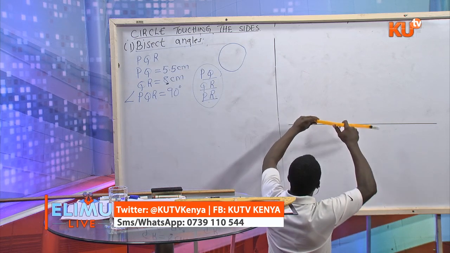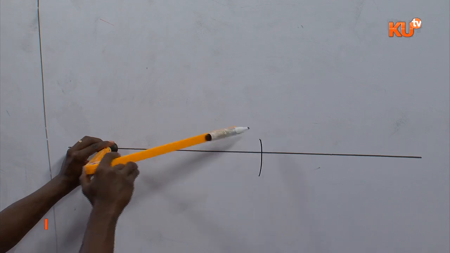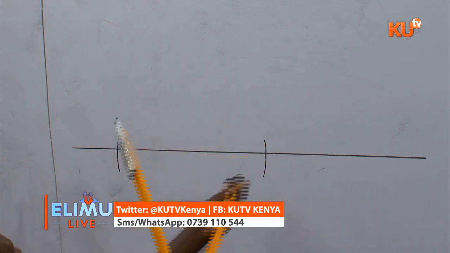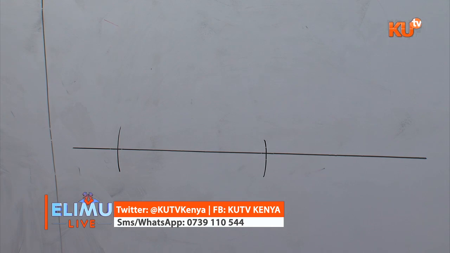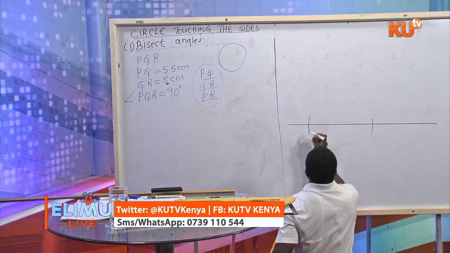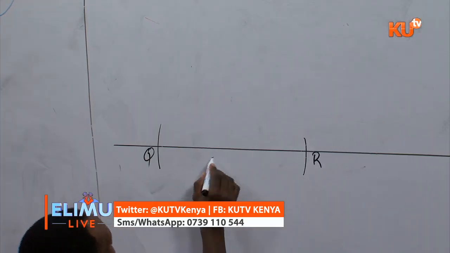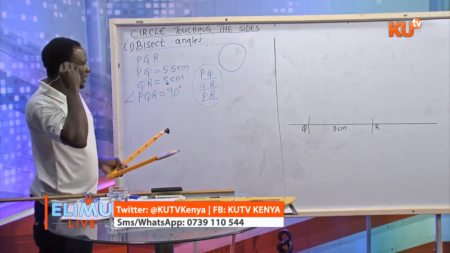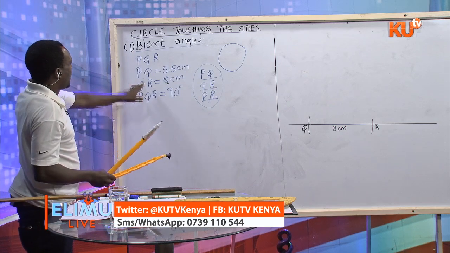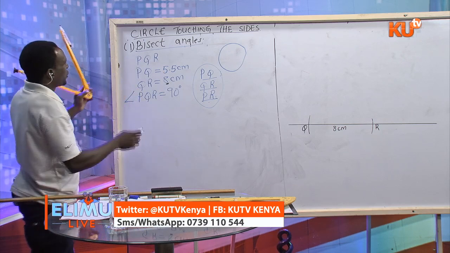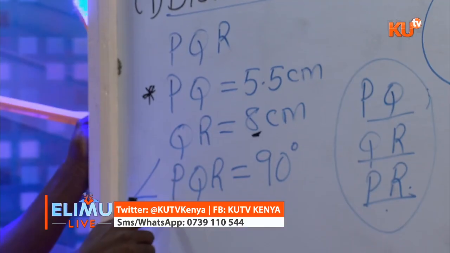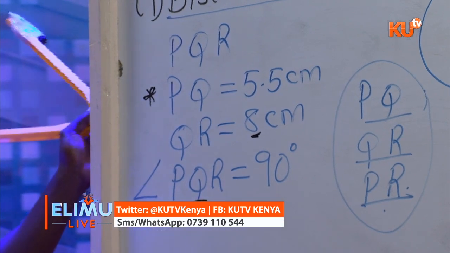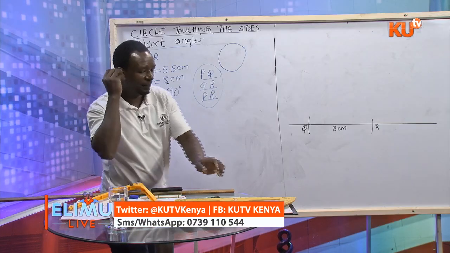Yeah. Have 8 centimeters. Leave a space on this side. Come. Put an arc there. Then come here, put an arc there. That is our line, which is QR. So QR 8 centimeters. Then we have PQ 5.5 centimeters. This one we are not going to use now because we have an angle here. So we are going first to measure this angle, and we are going to look at our center letter, which is Q. That is where we are going to place our protractor.